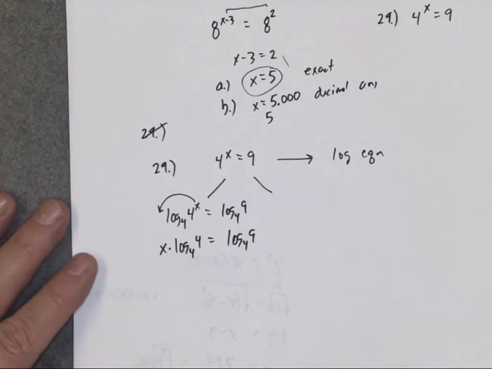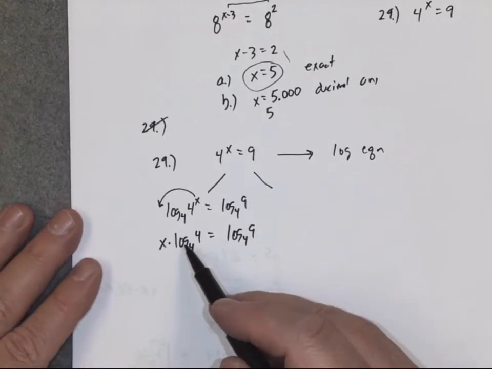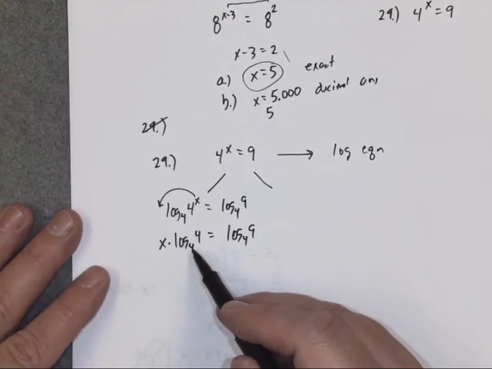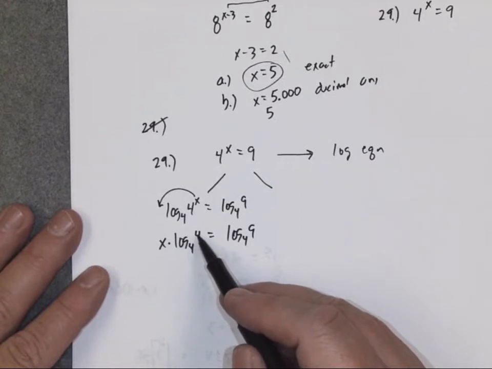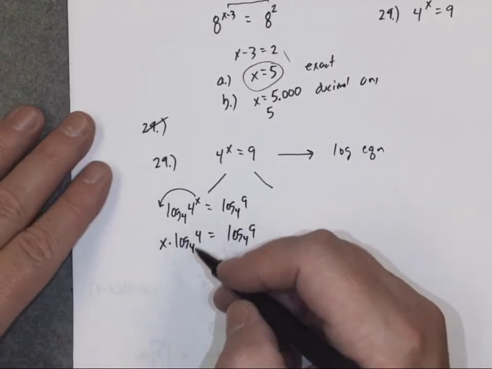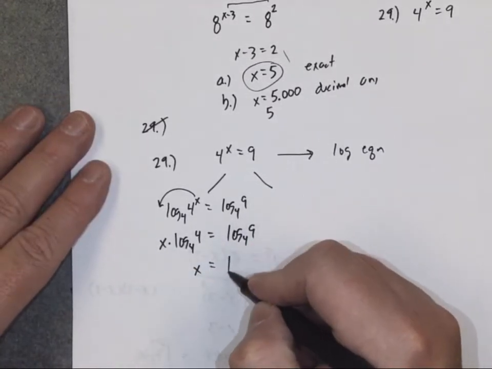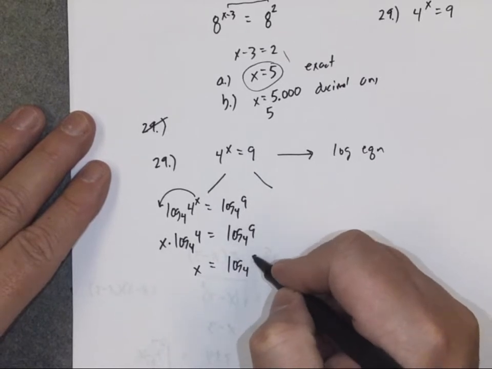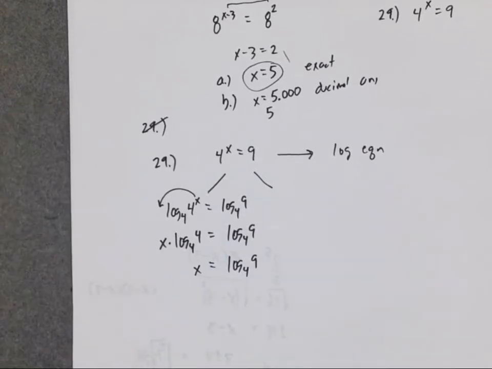And then we learned that other special rule about logs. Log base 4 of 4: if the base and the number inside the log is the same, this whole thing equals 1. So I get x equals log base 4 of 9.